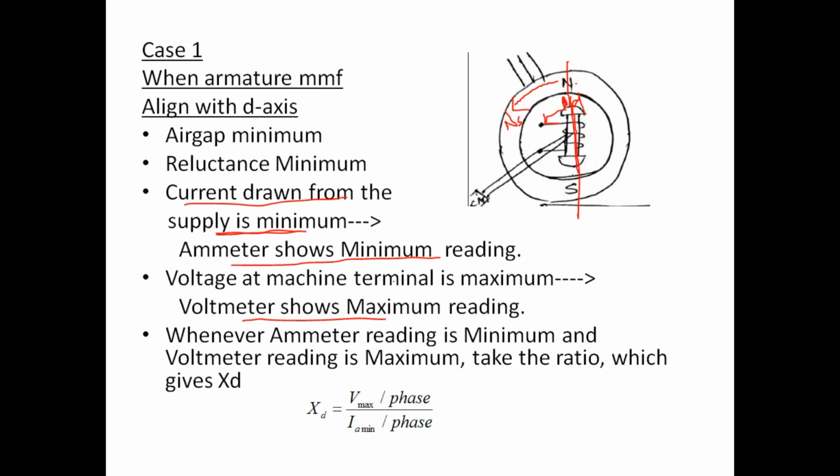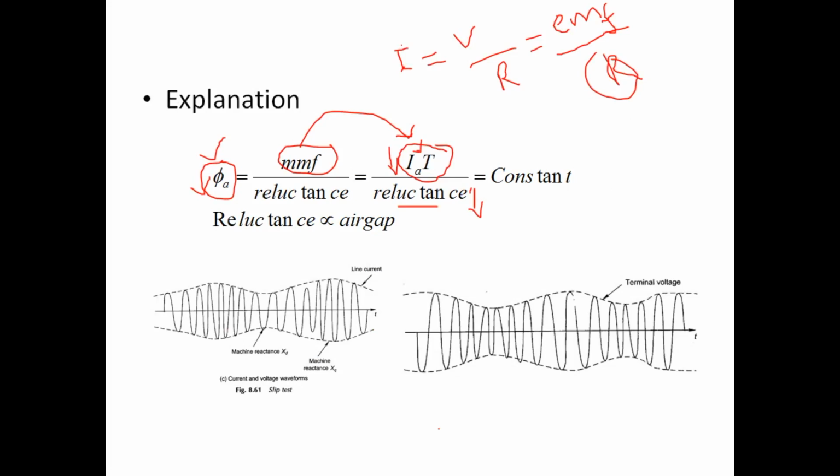You have to note down that reading, and at that instant case 1 is happening. That means the armature MMF is aligned with the D axis and the reactance corresponding to this instant will be Xd. So you can find Xd when the voltmeter reading is maximum and the ammeter reading is minimum, taking the ratio Vmax per phase by Ia minimum per phase. The current is sometimes more and sometimes less, varying, and the voltage also varies like this.